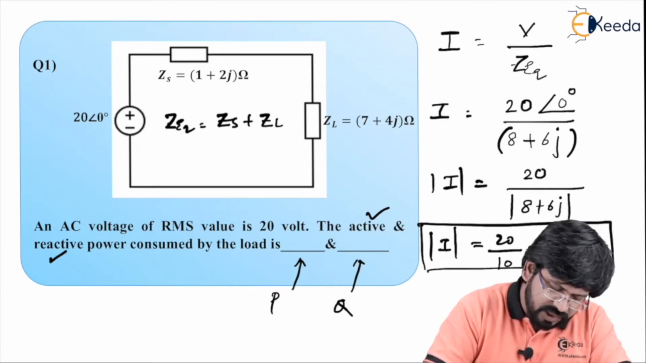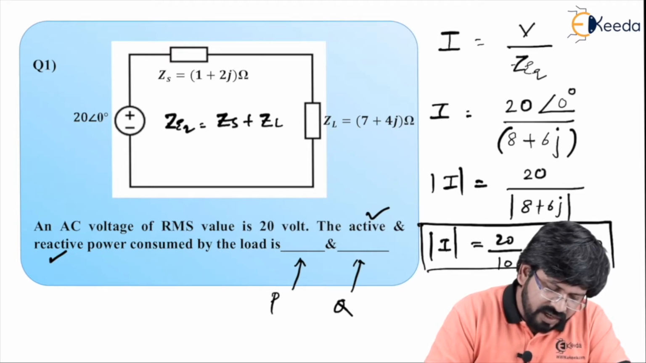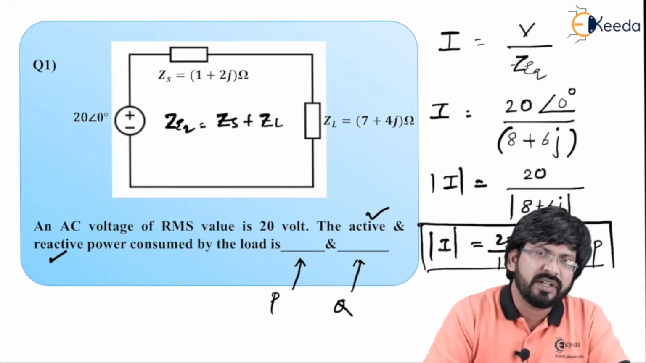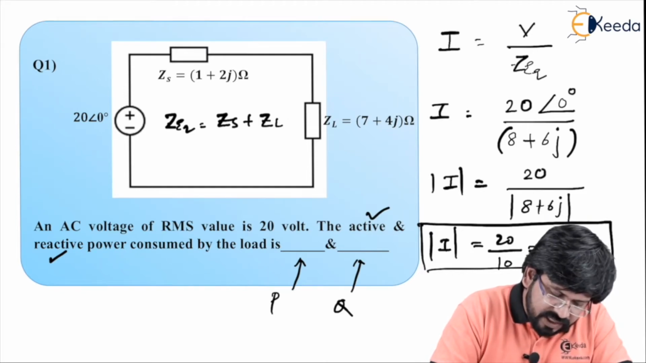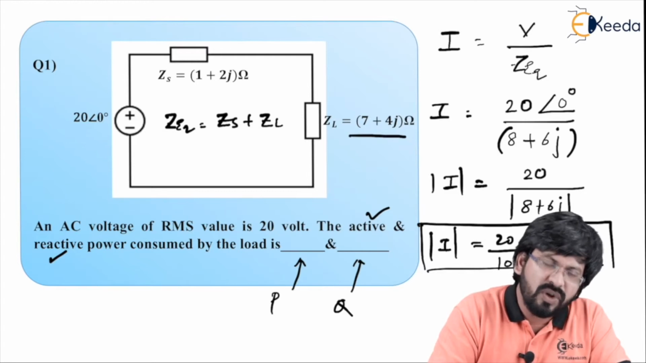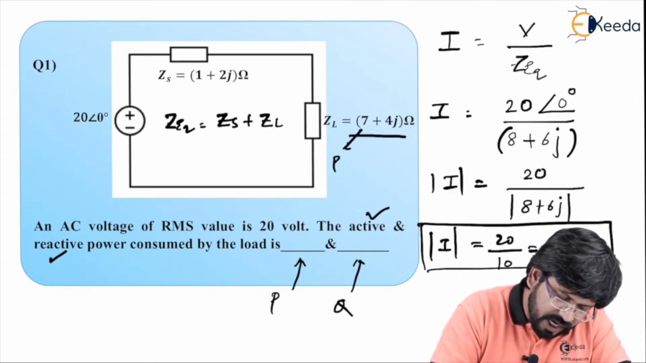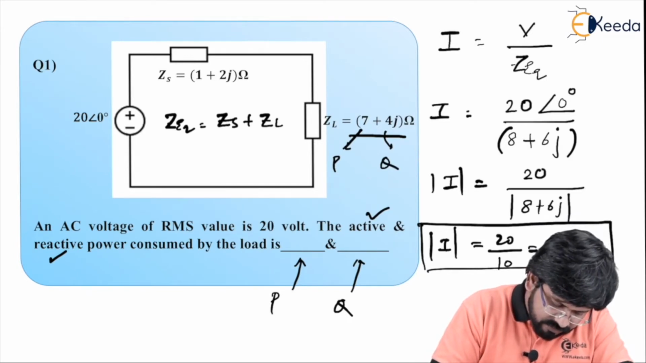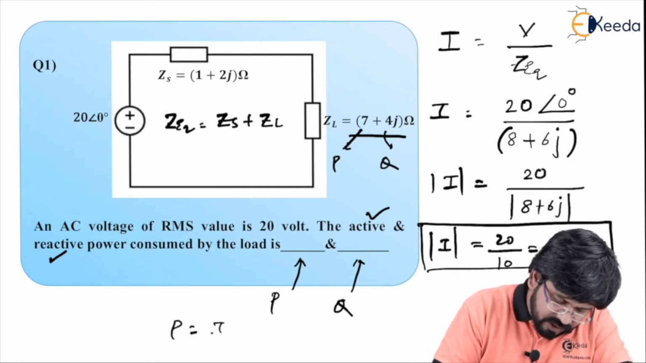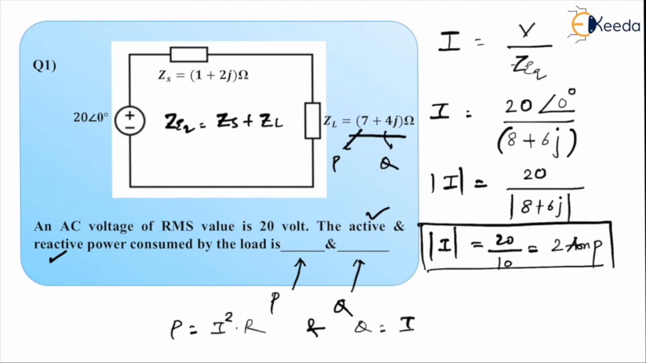Now try to understand the question. They are asking us the active and reactive power consumed by the load. Load means ZL. Am I right? We should understand ZL has a real part and an imaginary part, out of which the real part consumes P and the imaginary part consumes Q. And it's very simple to say that P is given by I square times R and Q is simply I square times X, where I is nothing but the magnitude of I, also called the I RMS value.